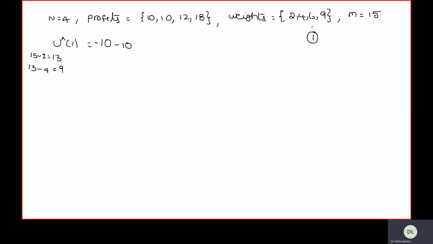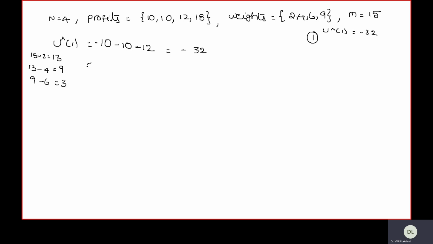And the next item is 6. That's why we are able to place that item so that we will earn the profit of 12. So 9 minus 6, that is 3. And the fourth item weight is 9. But here, while calculating upper bound, fractional values are not allowed. That's why we are not able to place the fractional part of the fourth item. So the total upper bound of the first node is minus 32. So upper bound of 1 is minus 32.